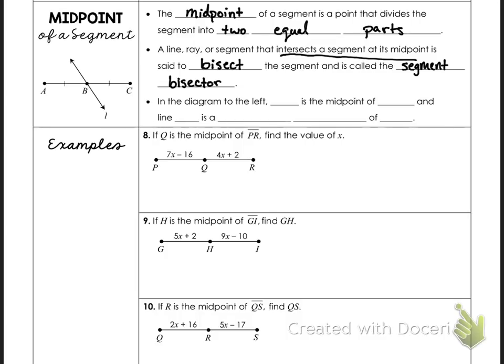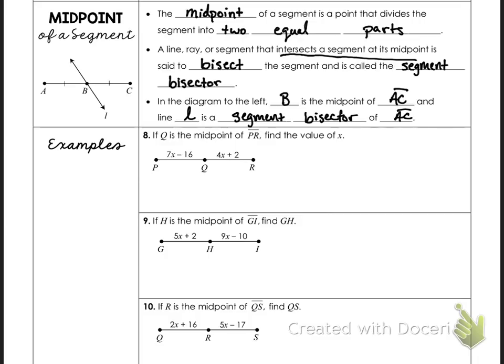Okay, in the diagram to the left, B is the midpoint. So point B is the midpoint of segment AC. And line L is a segment bisector of AC. So B cuts AC in half, and then also line L cuts AC in half. Okay, so let's look at these examples.